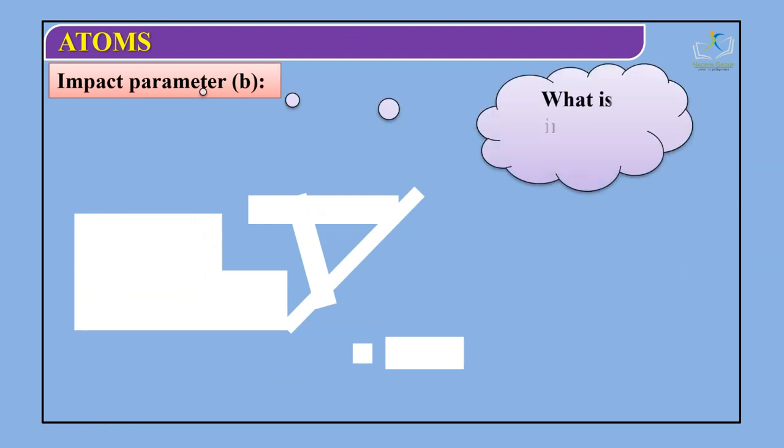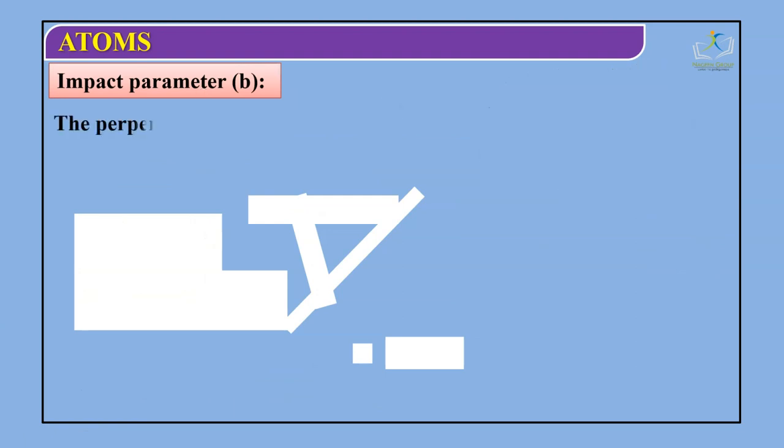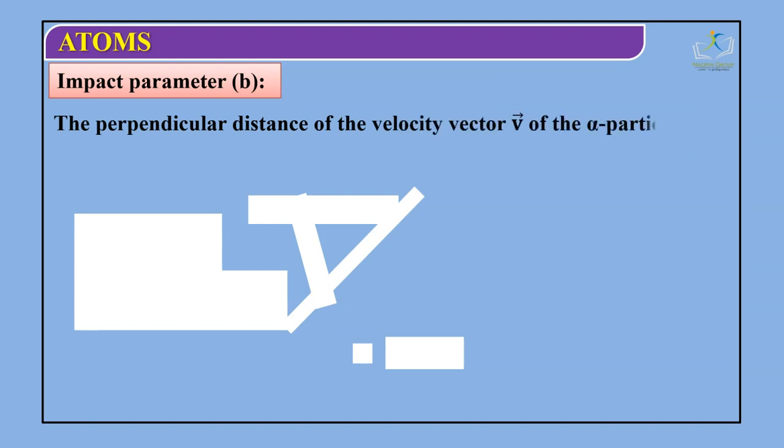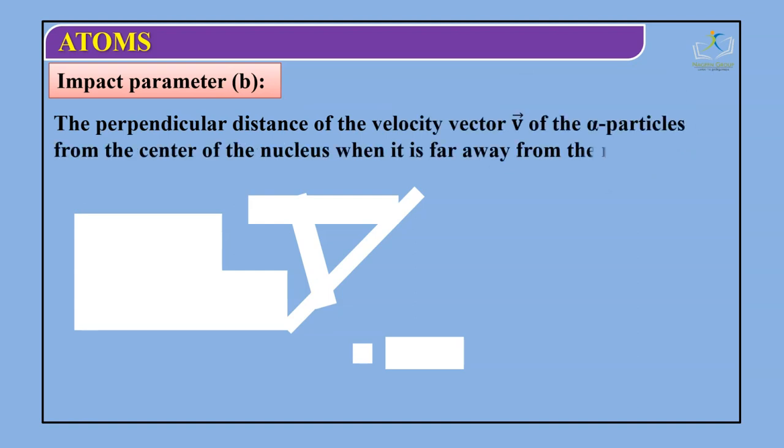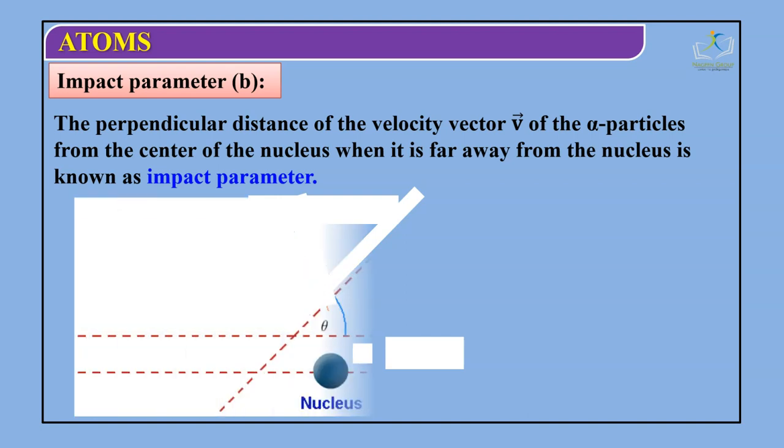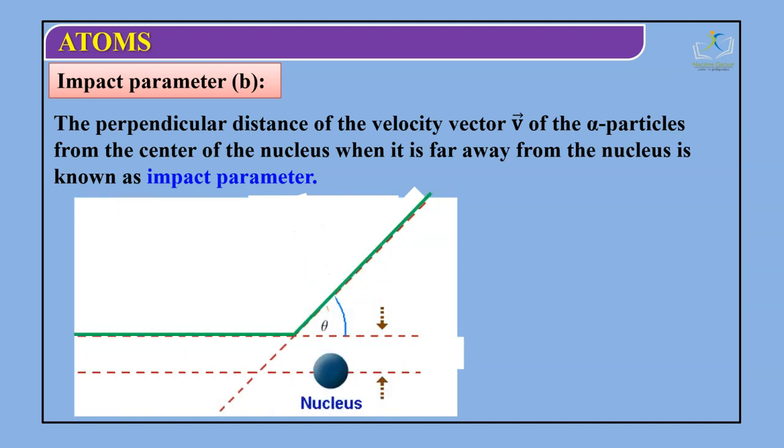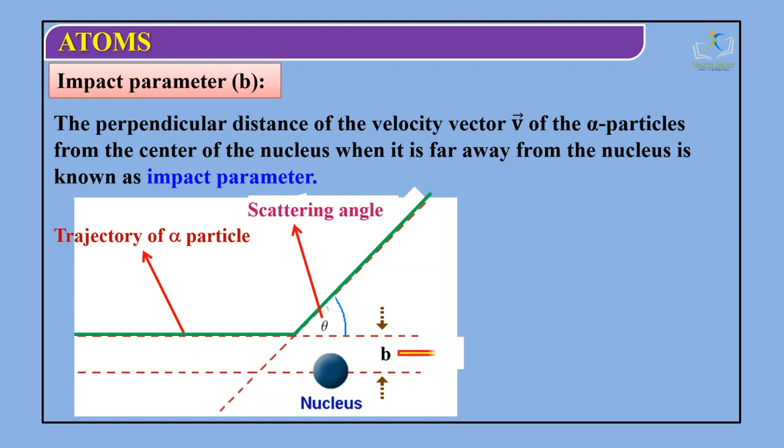Now, impact parameter diagram. What is the impact parameter? The perpendicular distance of the velocity vector v of the alpha particle from the center of the nucleus, when it is far away from the nucleus, is known as the impact parameter. As you can see, students, the particle is moving in a straight line. After a while, it will bend at a particular angle. That is called the trajectory of the alpha particle. This is the scattering angle. B is the impact parameter.